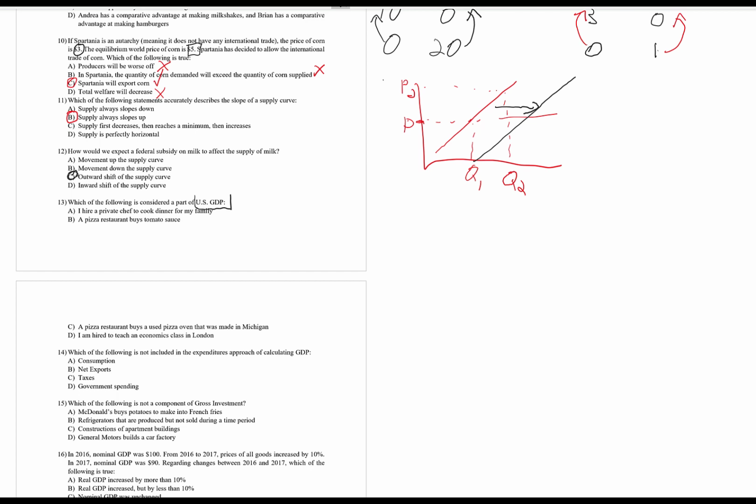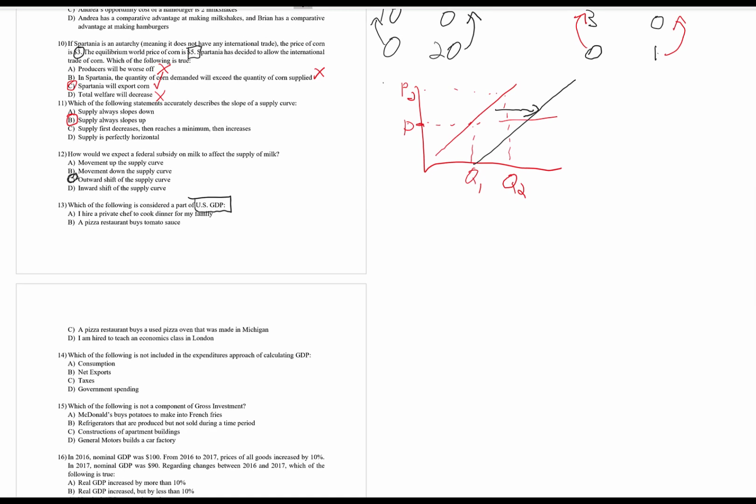Okay, part of US GDP. Let me go through these. If I hire a private chef to cook dinner for my family, that is me purchasing a good or service. It's a final good. I'm not reselling the dinner after I've purchased it. So A is going to be the answer.